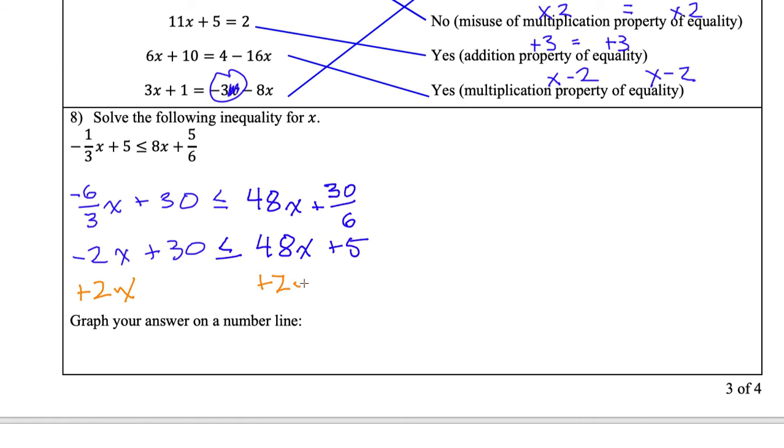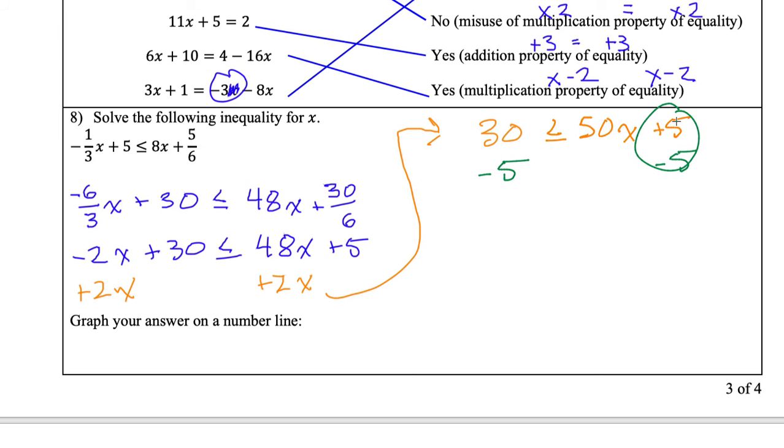If I add 2x to both sides, that means that my variable is on my right side. So my new equation, I'm going to come back up here because I ran out of room, is I still have that 30 on the left-hand side. I still have the less than or equal to sign. I now have 50x, and I have plus 5. Next step is to shout it out. Subtract 5.